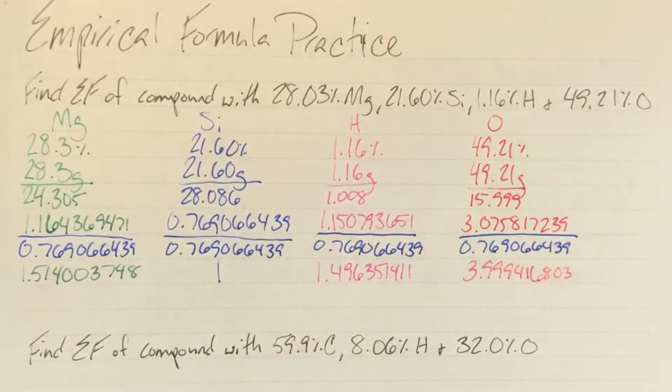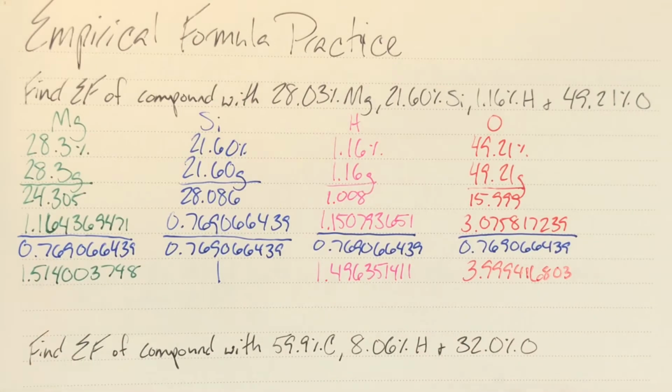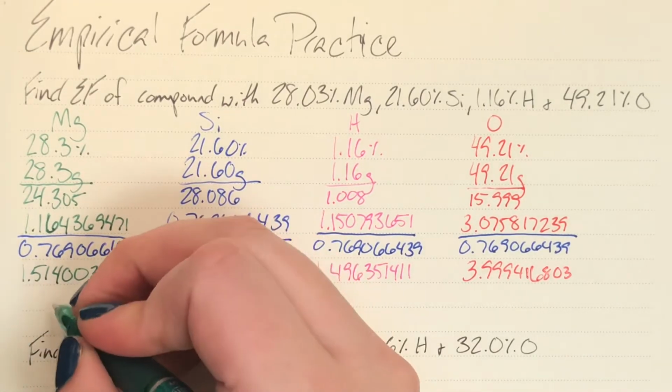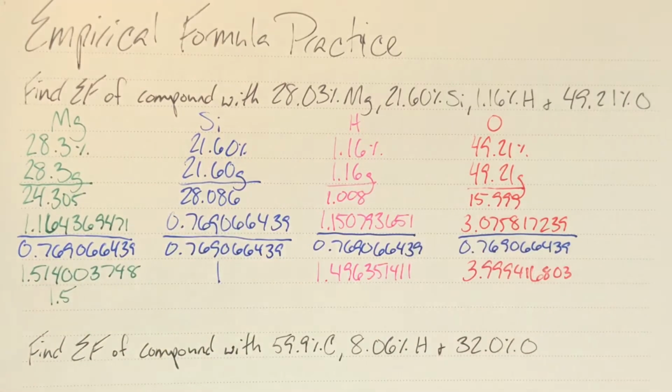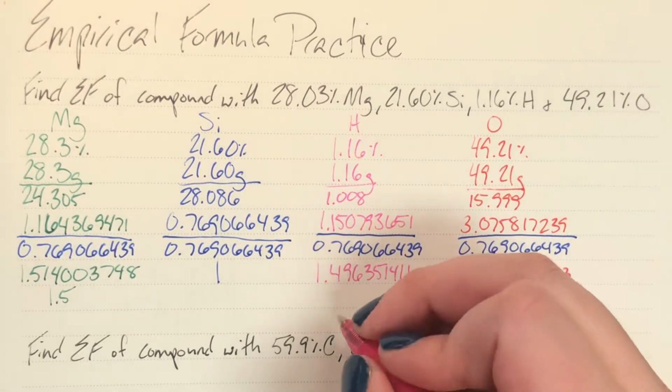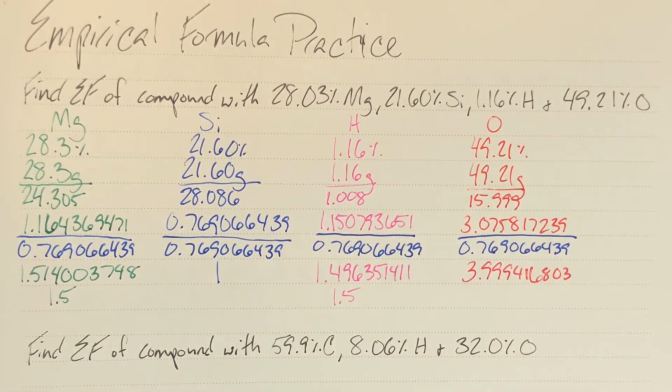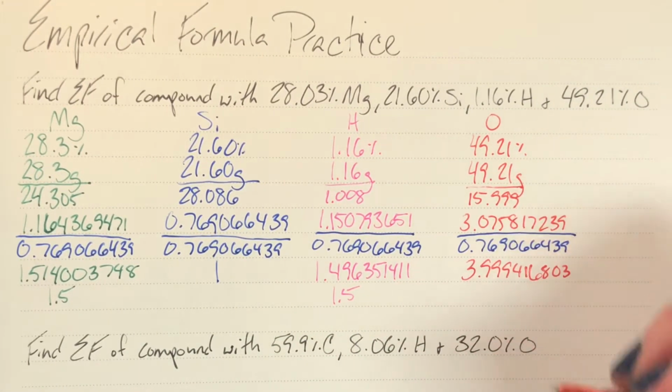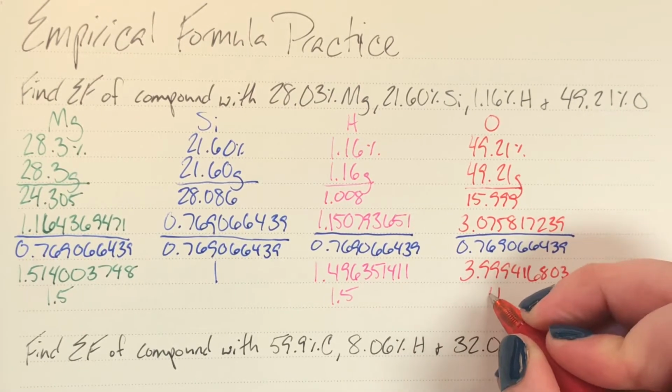Okay, so now I have everything out. I can go ahead and look at it. Now, this is the portion where you can decide to round things. So 1.514 is going to be close enough to 1.5. 1.49 is going to be close enough to 1.5. And then 3.999 is going to be close enough to 4.